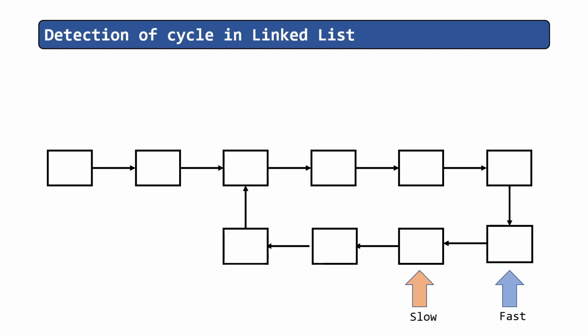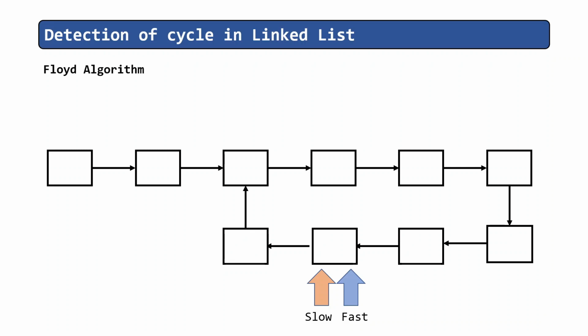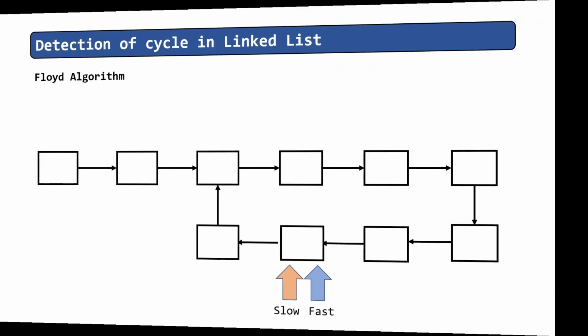Now the fast pointer is at the 7th node and the slow pointer is at the 8th node. Then in the next iteration, both will become equal. So we can say that the loop is present in the linked list. And there is a particular name for this algorithm, known as Floyd's algorithm, which is a very famous algorithm to detect a cycle in a linked list.